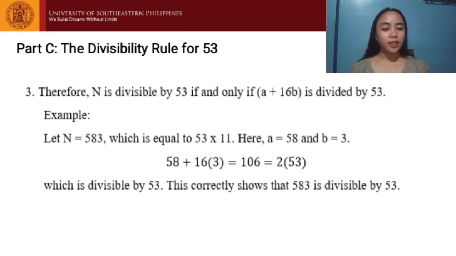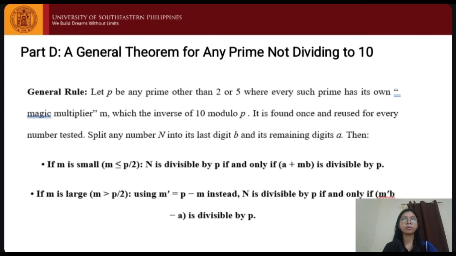Since we are done, let us proceed to part D, where we combine all 3 results into one general rule and procedure that can be used to create a divisibility rule for any prime number that does not divide 10. And also part E, where we verified all our divisibility rules using computer tools to confirm that they were correct.